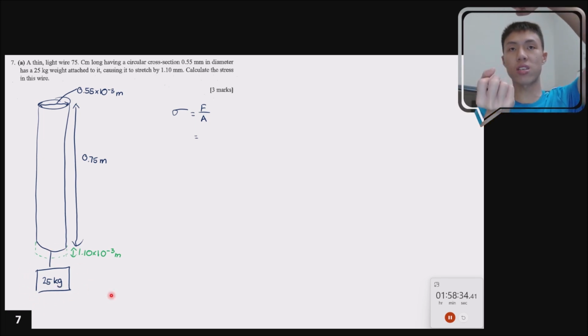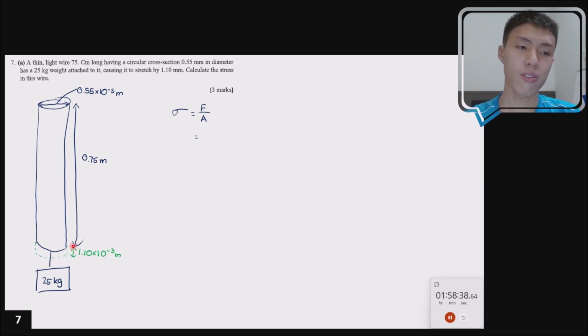You can see it's the mass over here. Because of the gravitational pull, it will cause a pulling force acting on this light wire. Because of gravity, you have gravitational force pulling downwards, and that gravitational force is the weight of the 25 kg mass hanging on the end of the light wire.